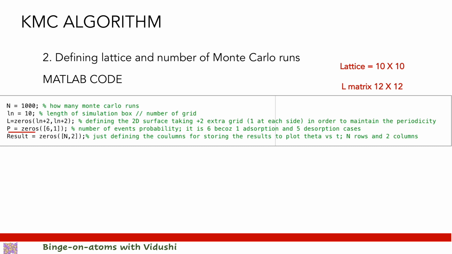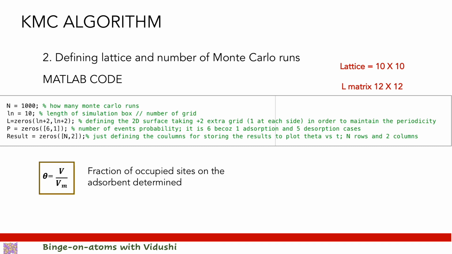Then the P matrix stores the probability of every event for each Monte Carlo run. And last, we declare a matrix result that will store theta and t for every Monte Carlo run. As such, the length of this matrix is n. Now theta is defined before. It's the fraction of occupied sites on an adsorbent. And t will be the time of the Monte Carlo run. These two, theta and t, will be stored in result and plotted at the end.